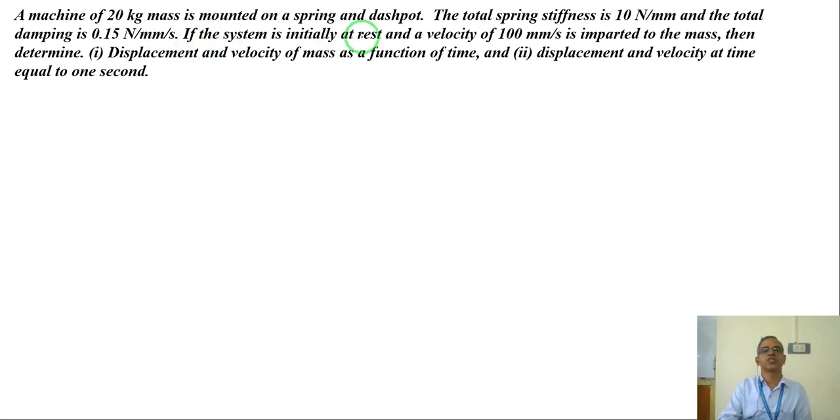If the system is initially at rest, that means initial displacement is 0, and the velocity of 100 millimeter per second, that means initial velocity is imparted to the mass by hitting. Then determine the displacement and velocity of the mass as a function of time, x of t and x dot of t, and also find out the displacement and velocity at t equal to 1 second.